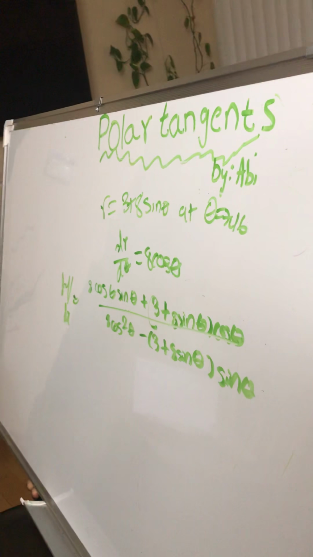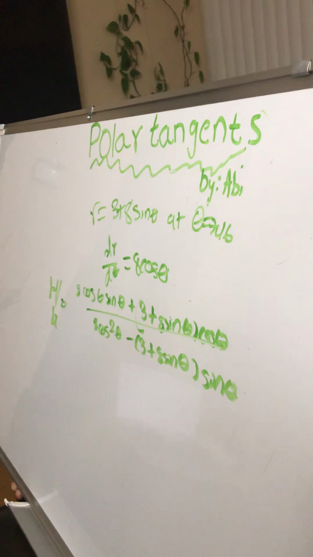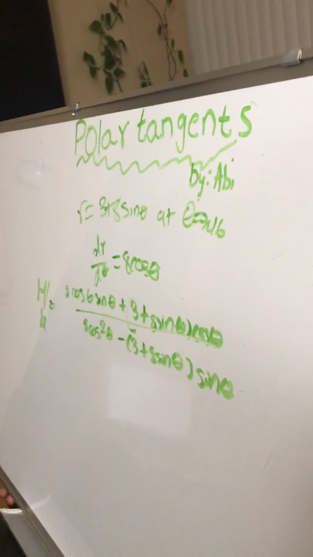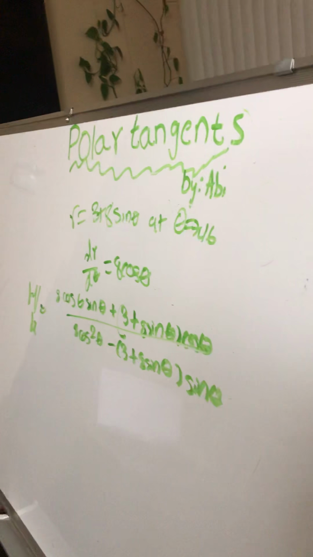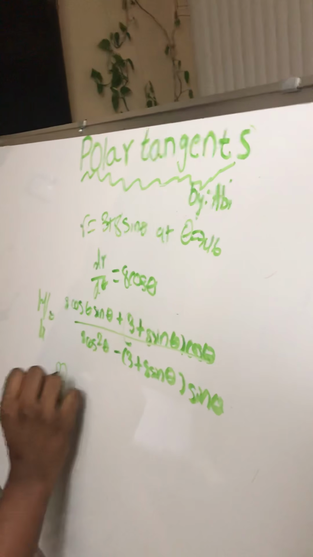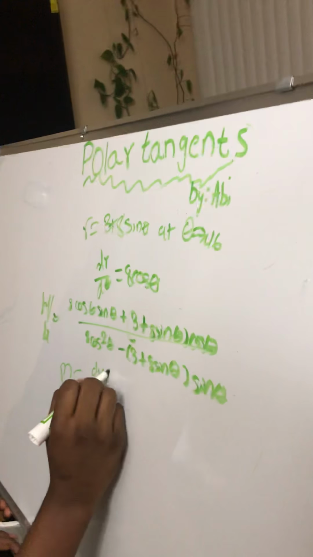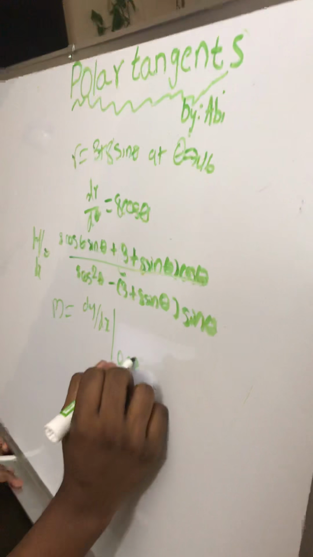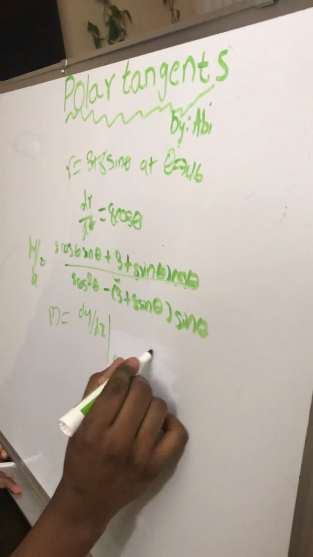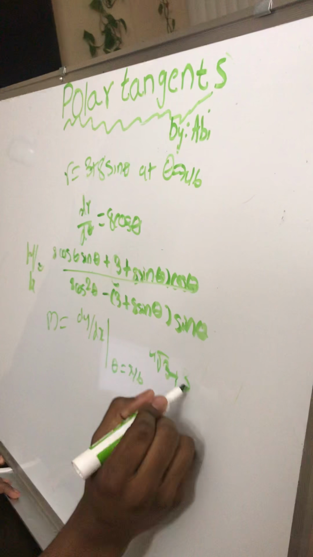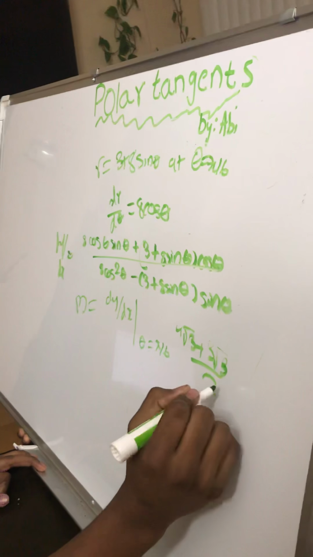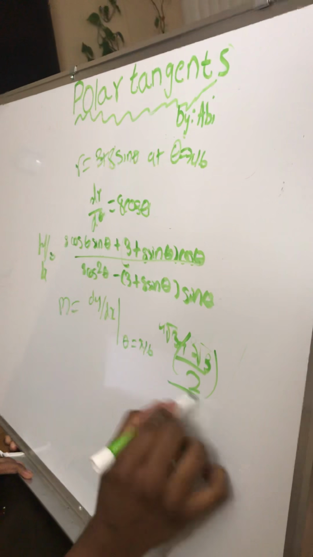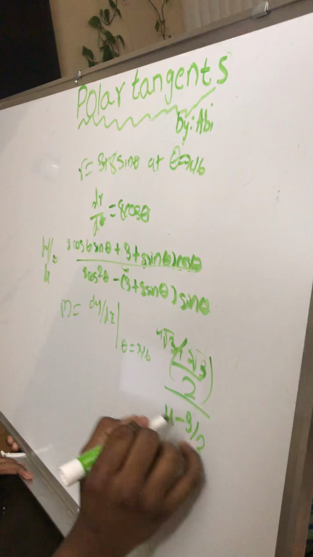To find the slope of this, we already know the slope-intercept formula, which is y equals mx plus b. Let's count m as the slope. M is equal to dy dx at theta, 4 square root 3 plus 3 square root 3 over 2, over 4 minus 3 over 2.